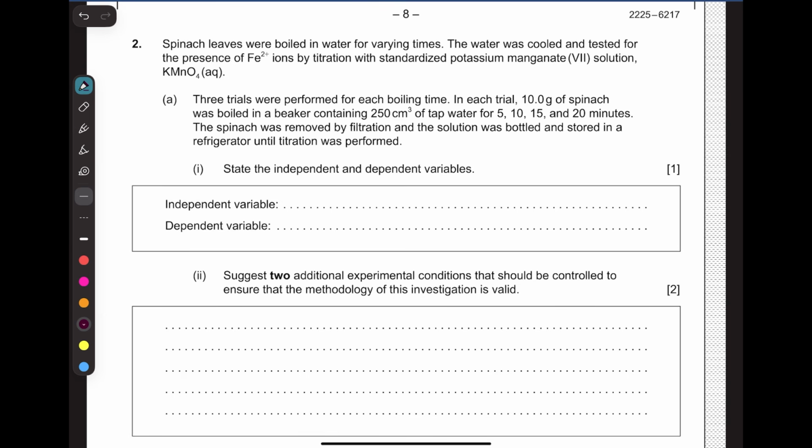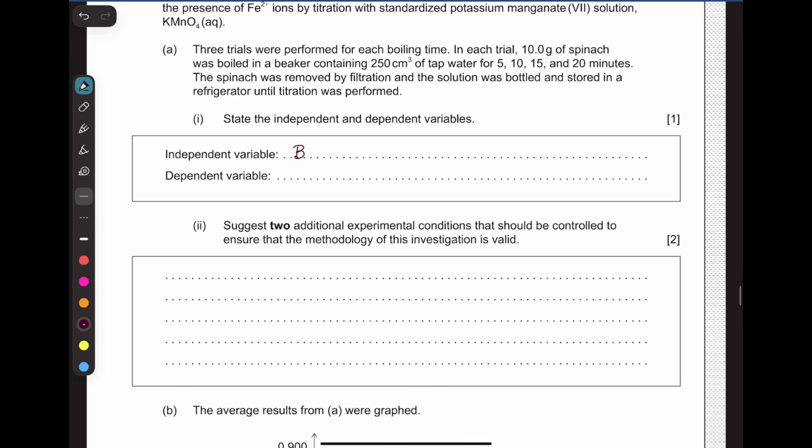Okay, got it. So the independent and dependent variables. We are changing time, right? So the independent variable is the boiling time.